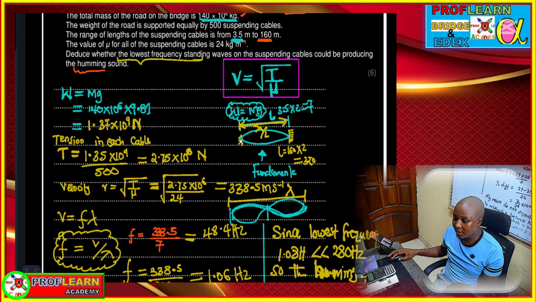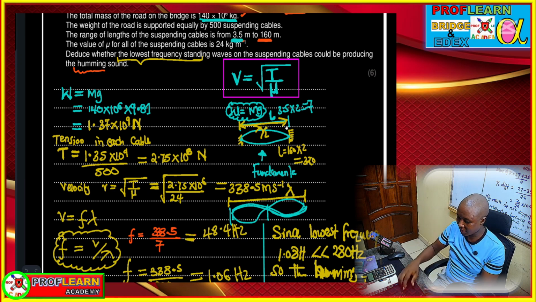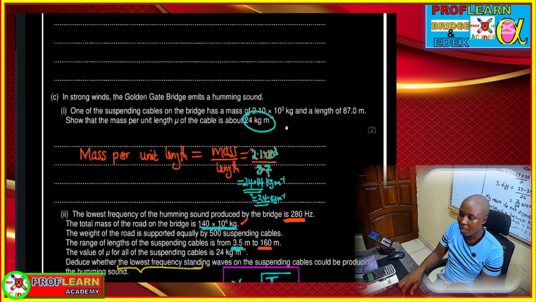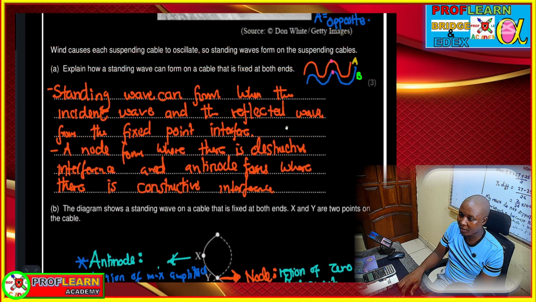Between this fixed point and another fixed point, when you have a fundamental frequency is when you have a single loop like this. And in a stationary wave, when you make a complete cycle, that's when you have a wavelength. But if you move half a cycle, that's half the wavelength. So meaning if the length of the string was 3.5, and because the cable was fixed at different ends, let me just take you straight to that picture that we were having there.